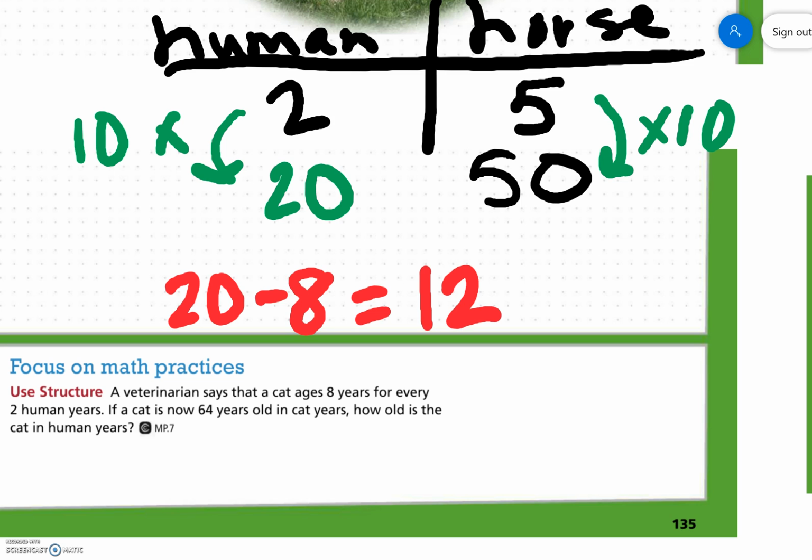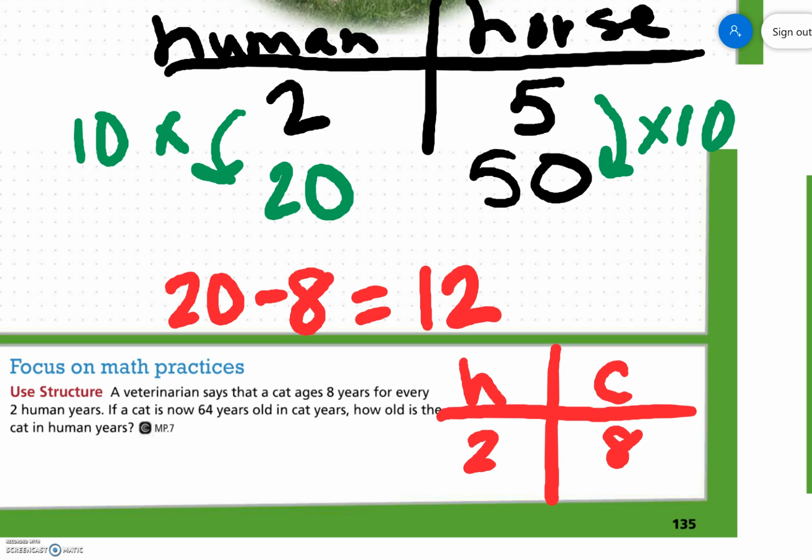A veterinarian says that a cat ages 8 years for every 2 human years. If a cat is now 64 years old in cat years, how old is the cat in human years? So again, we'll make a table. Human, cat. The ratio is 8 cat years for every 2 human years, and the cat is now 64. I want you guys to pause the video and figure out how old the cat is in human years.